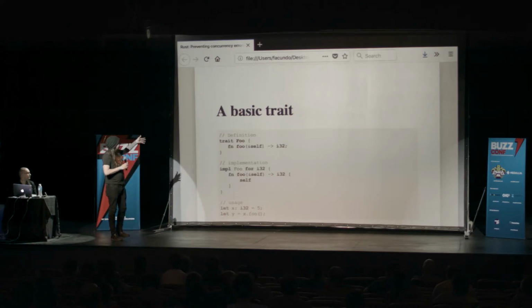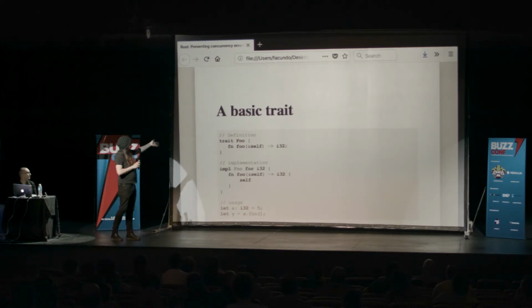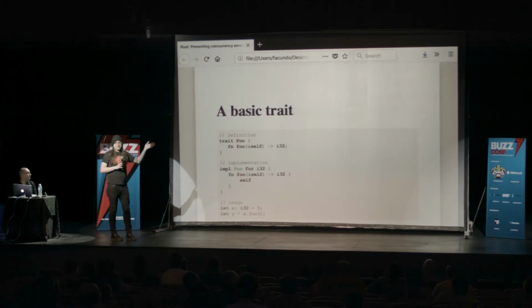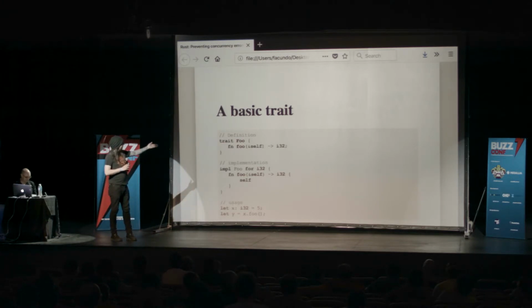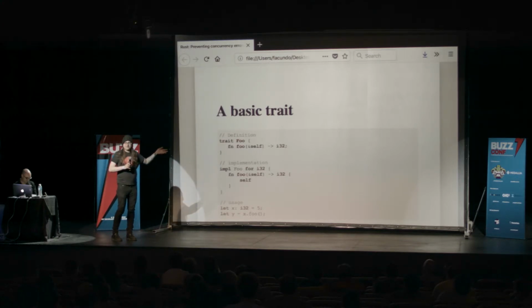So here's an idea of a basic trait. If we have a trait named foo, and it has one method named foo, self is explicit, like Python, as opposed to implicit, like Ruby. And it returns I32, which is a 32-bit integer. We could then implement that trait for a given type. So implement foo for the I32 type and return itself, because it's already an I32.